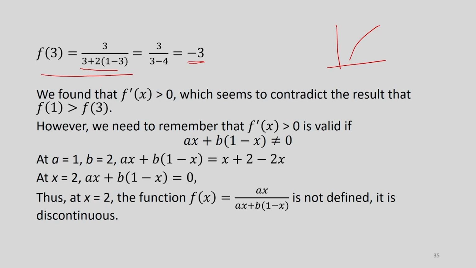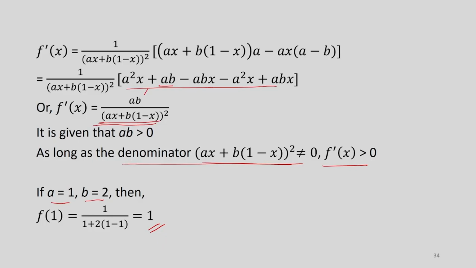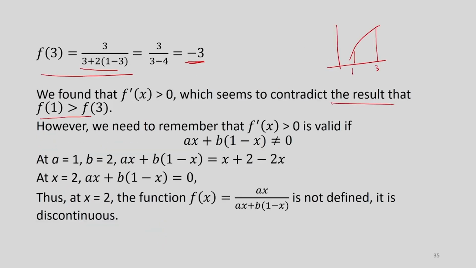Now this seems to contradict the result that f of 1 is greater than f of 3, right. So here is 1 and here is 3. F of 3 should have been greater than f of 1 if the function is increasing, but here it is less than f of 1. F of 3 is minus 3, whereas f of 1 is 1. So how do we explain that?